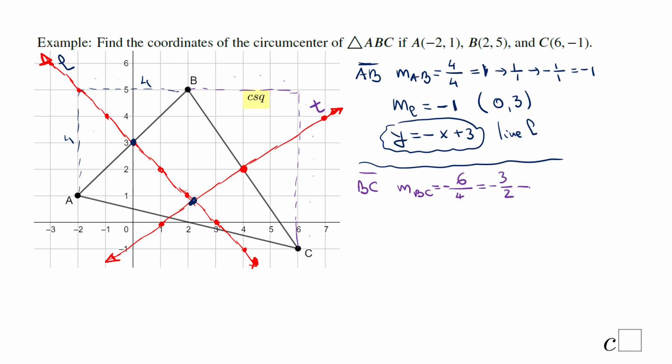Now let's flip it. Negative 2/3. Let's change the sign. Positive 2/3. That will be the line T. The slope of line T will be 2 over 3.